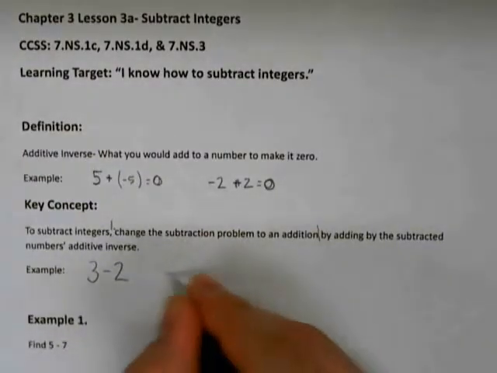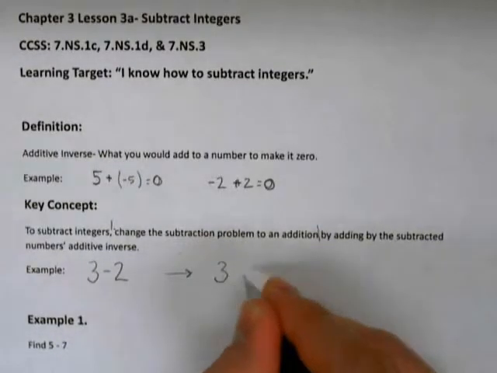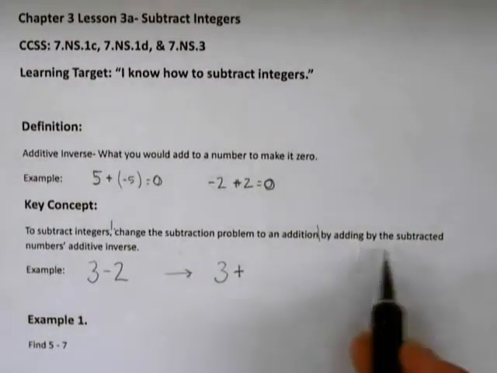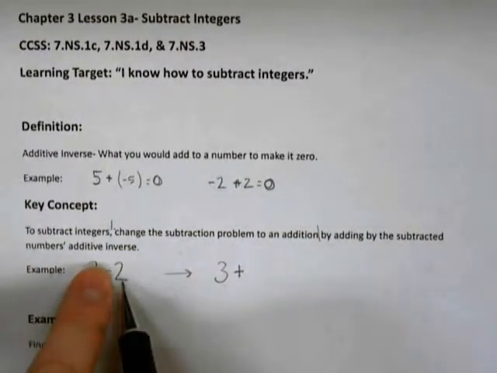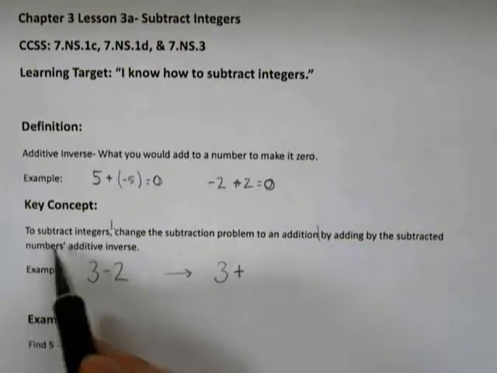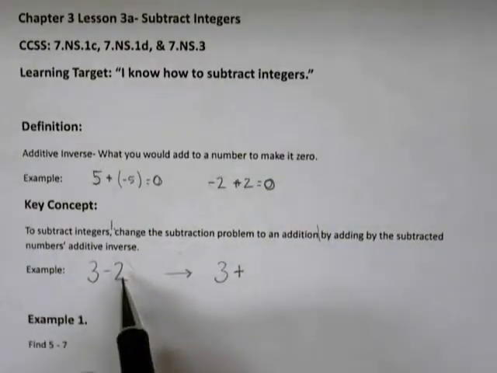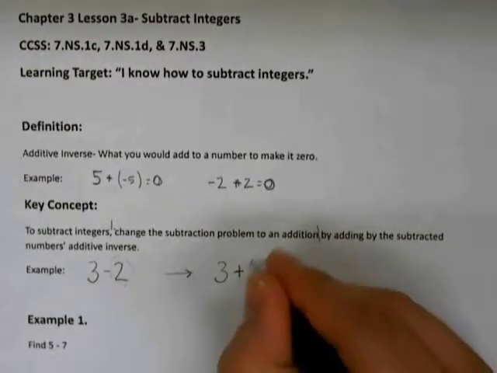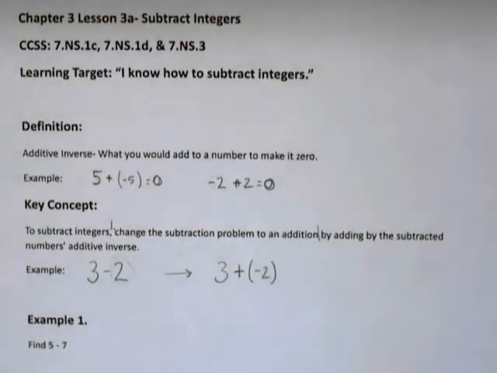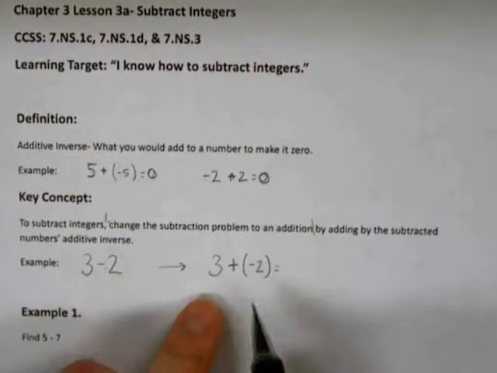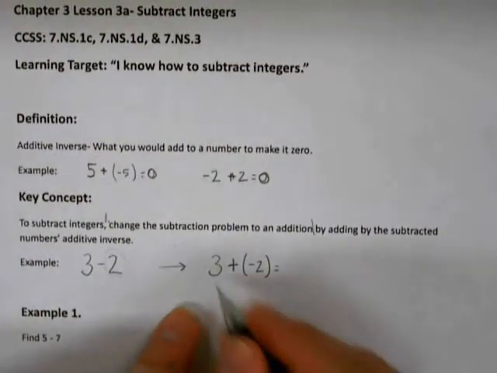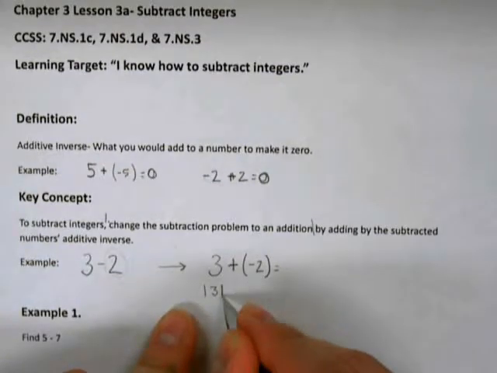So we're going to change this to an addition problem. We're going to take 3 and add the additive inverse of the subtracted number. We're subtracting 2, so we take its additive inverse. The additive inverse of 2 is just negative 2, because 2 plus negative 2 gives us 0. So we have 3 plus negative 2. Based on what we know from adding integers yesterday, when we're adding integers with different signs, we have to take the absolute value of both numbers.